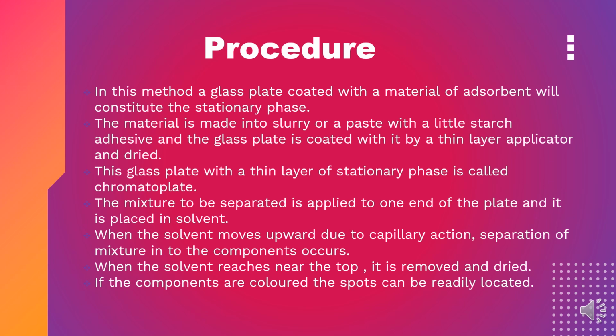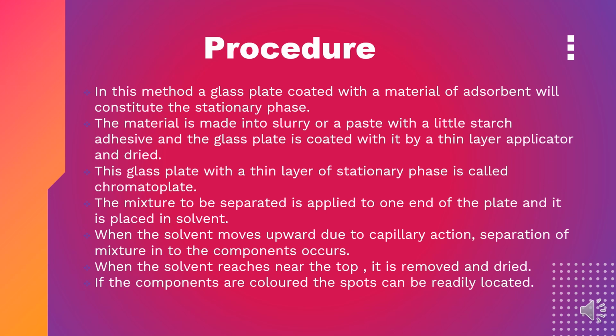Now, moving on to the procedure of thin layer chromatography. In this method, the stationary phase is a glass plate coated with the adsorbent. The material of the adsorbent is made into slurry or paste by adding a little starch adhesive before coating on the glass plate with a thin layer applicator. It is then dried. This glass plate with a thin layer of stationary phase is called chromatoplate.